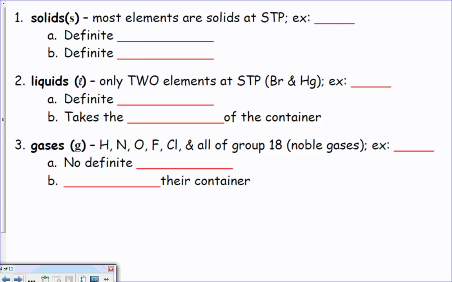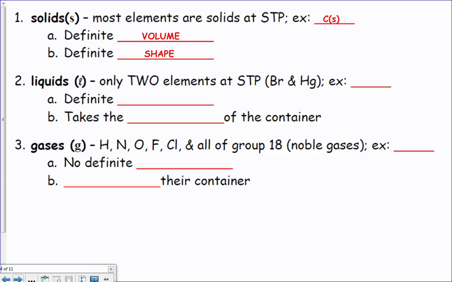Solids, for example, carbon. Most elements are solid at standard temperature and pressure. They have definite volume, definite shape. So think of the wooden block that we did in lab. It had a volume. You measured it. Does the volume change? No. That's what makes it definite, or fixed, you can call it. Its shape doesn't change unless I physically change it, like run it through a grinder, right?